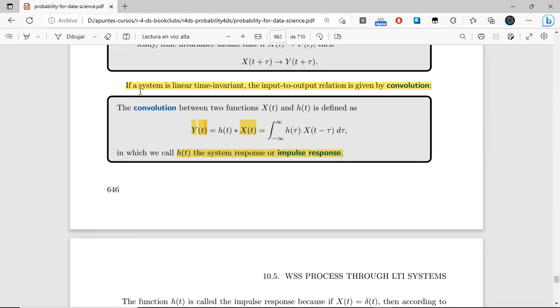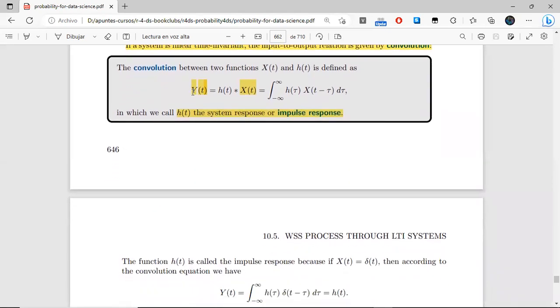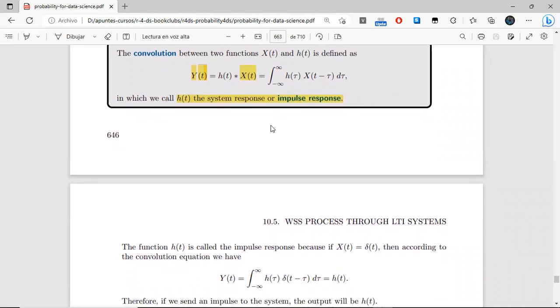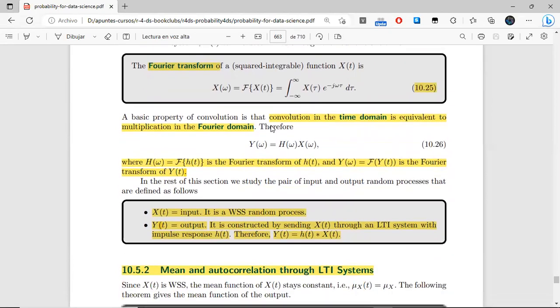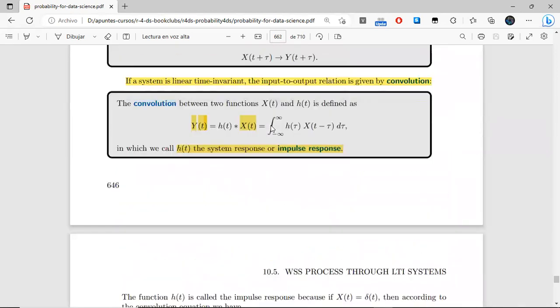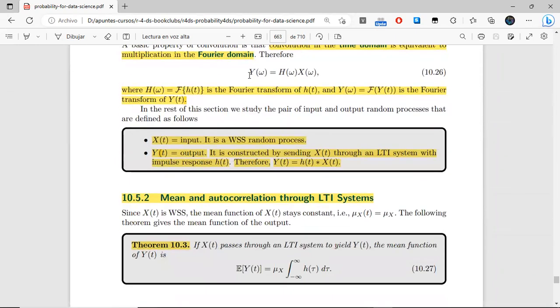How does it relate to what we have just been covering? For these LTI systems, the relation between the input and output can be given by a convolution. In this formula, for the convolution from the input to the output, this term over here is the system response, or the impulse response. We already saw the Fourier transform. Just a reminder: if you have this convolution, once you apply the Fourier transform, the operation becomes a product. So now our impulse response's Fourier transform takes on this form.